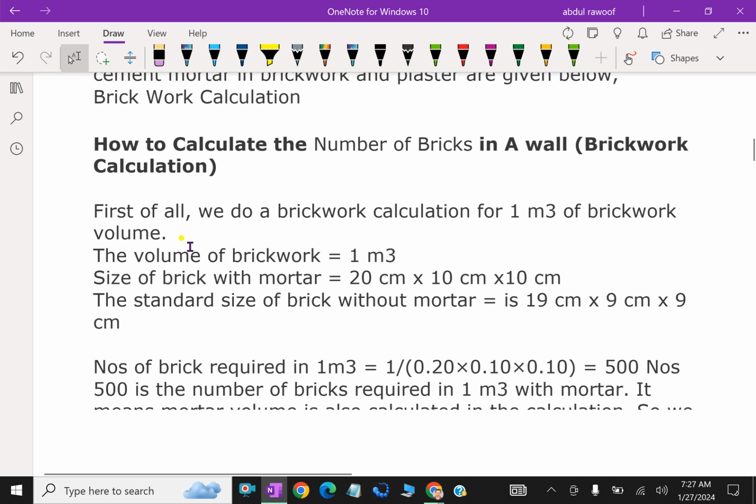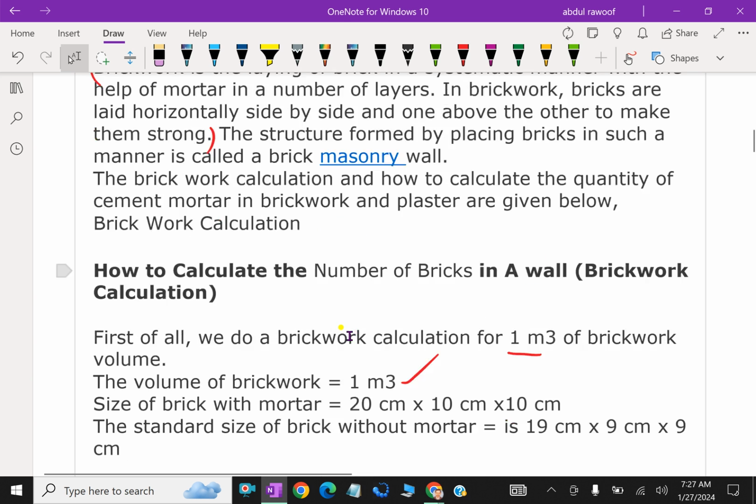How do we calculate the number of bricks in a wall? Suppose we want to make a wall with some length, breadth and height. We have to calculate how many bricks we need. First of all, we do the brickwork calculation for 1 meter cube. For 1 meter cube of wall, you calculate the number of bricks and multiply by how many meter cube we need. The volume of brickwork is 1 meter cube.